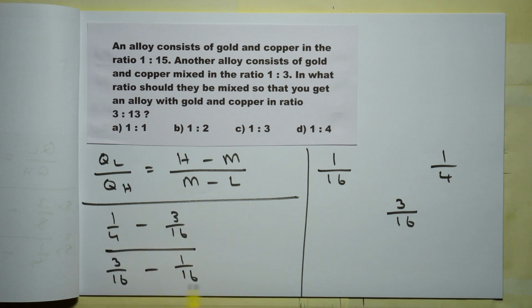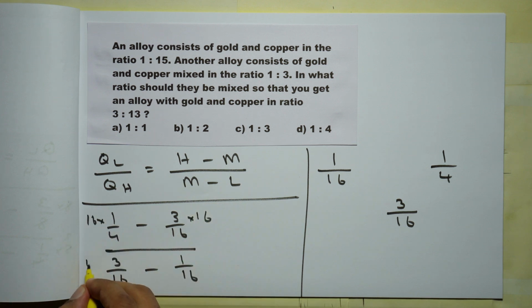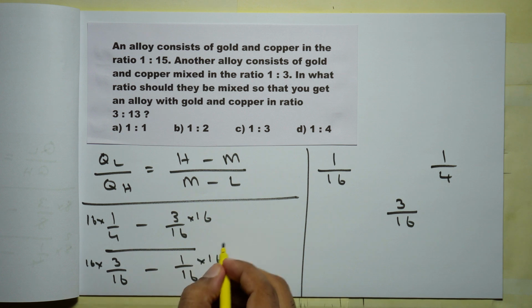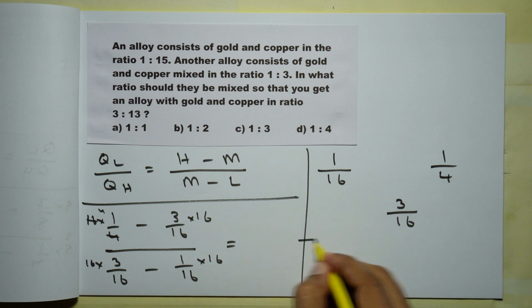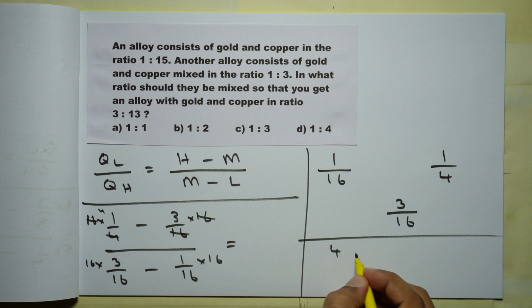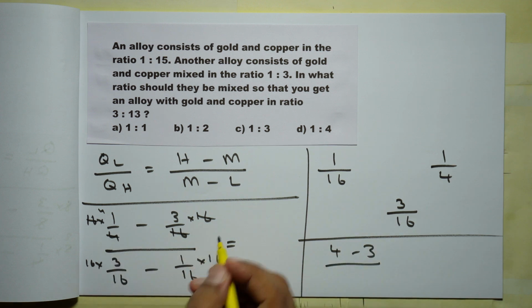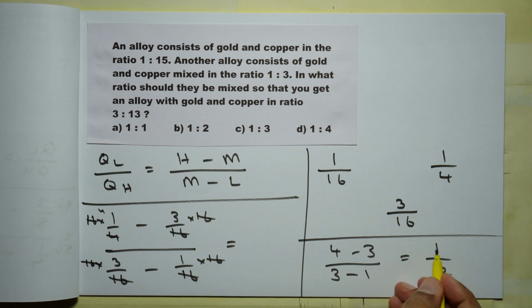I'll multiply throughout by 16, so all the fractions will become numbers. So 4 divides 16 four times. I'll just mark it here. So this is 4, and 16 and 16 cancel out. So 4 minus 3 is in the numerator. Here 16 and 16 go off, so you have 3 minus 1. So 4 minus 3 is 1, and 3 minus 1 is 2. So the required ratio is 1:2.